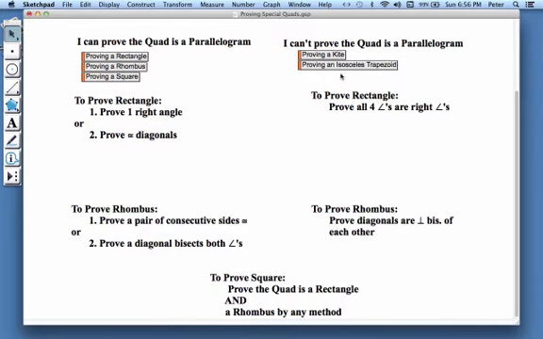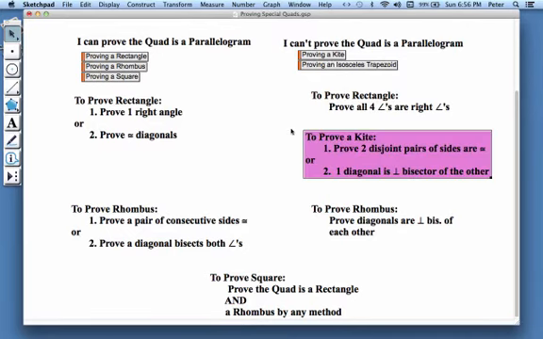Could you prove that it's a kite? You still could prove it's a kite. Remember, a kite isn't necessarily a parallelogram. So if you show that two disjoint pairs of sides are congruent, you could show that the figure was a kite. Or if you could show that one diagonal was the perpendicular bisector of the other, you could have shown that it's a kite.